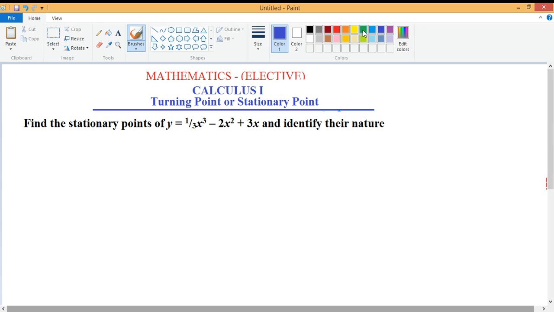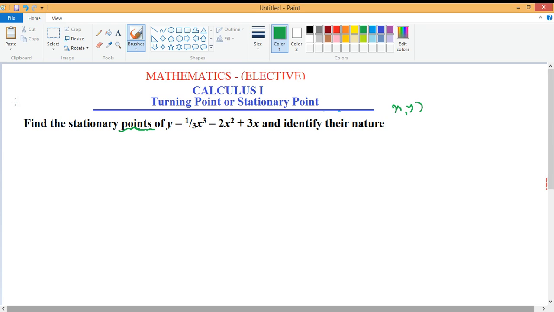In this question, we are to find the stationary points of y equals 1/3 x cubed minus 2x squared plus 3x, and identify their nature. By their nature, it means we should identify whether they are maximum or minimum. Remember, this one too, the question is asking for points, so it means the answer must be in the xy form.